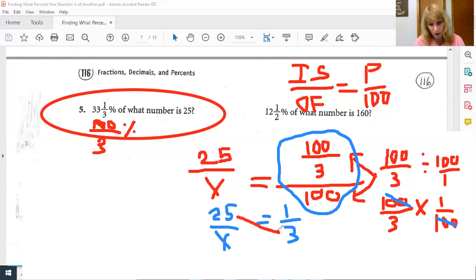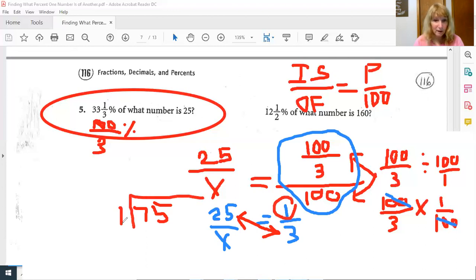25 times 3, that's 75, right? And we divide it by the number that's left. Easy peasy, it's a 1. So 75 divided by 1 is just 75. So the answer to our problem is 75.